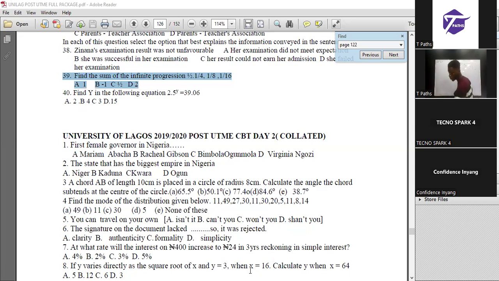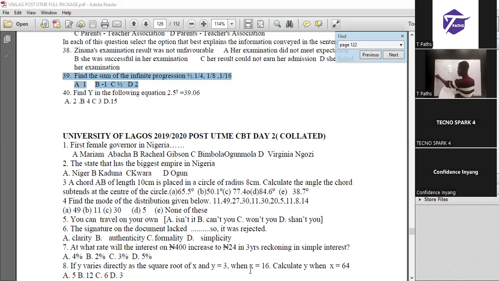So now the question he asks us is: find the sum of the infinite progression. That tells us S infinite, which is a over 1 minus r. The first term in this series is 1 over 2. You can see it here, 1 over 2, over 1 minus.